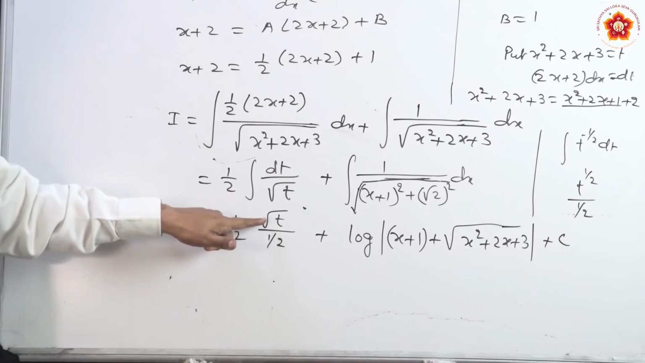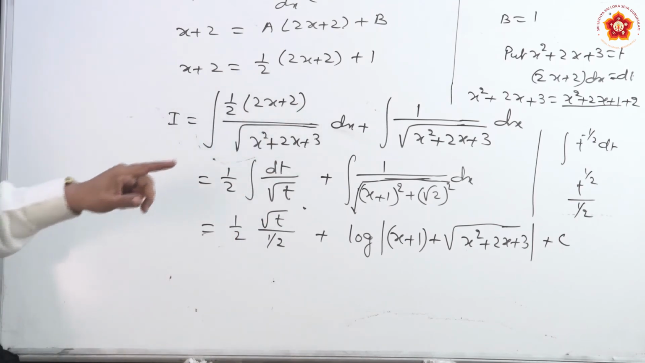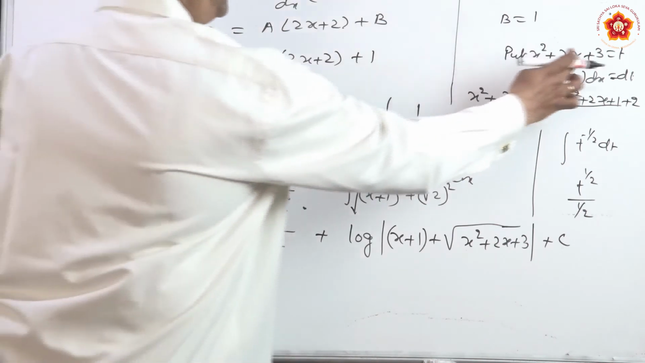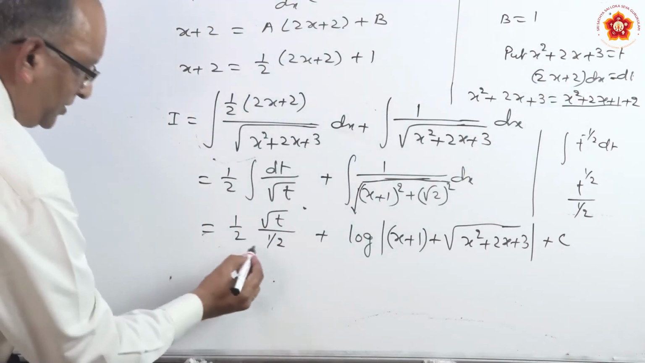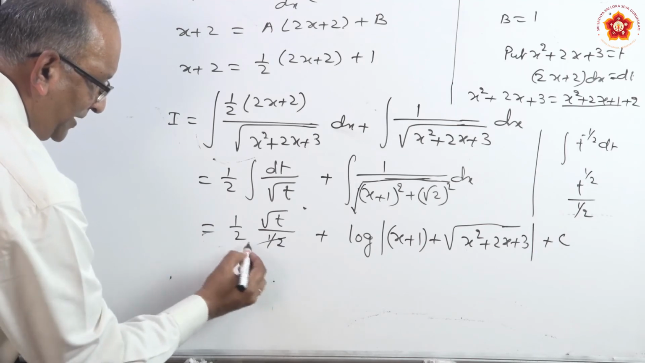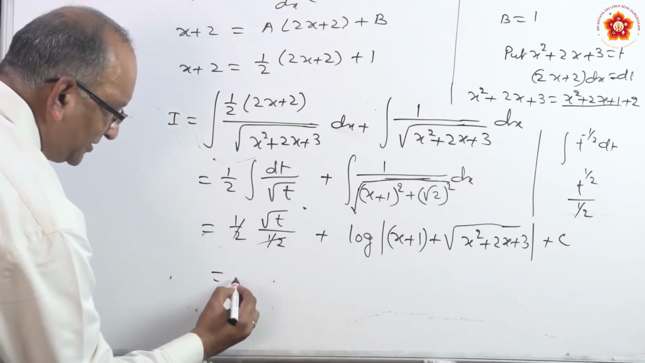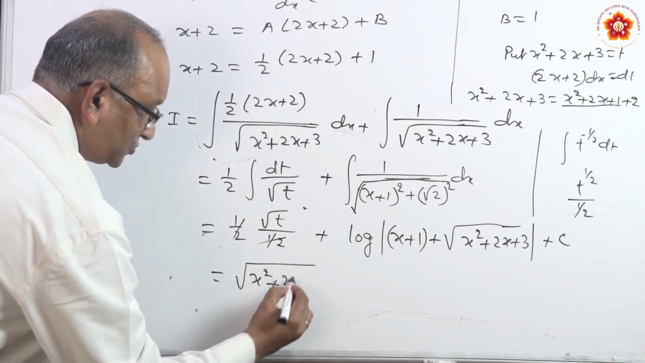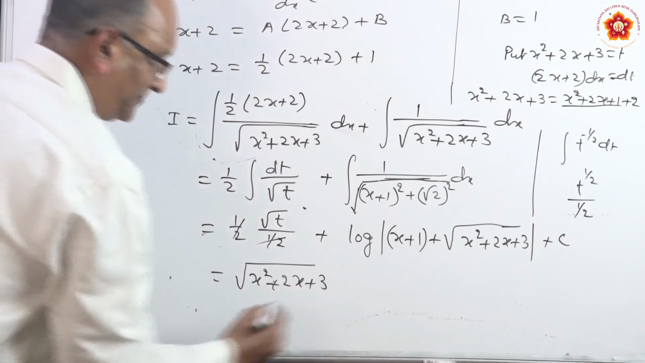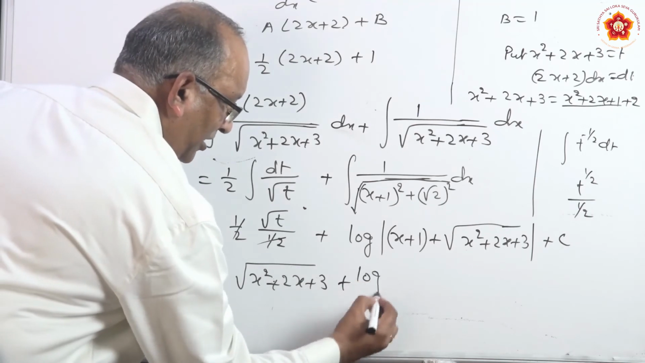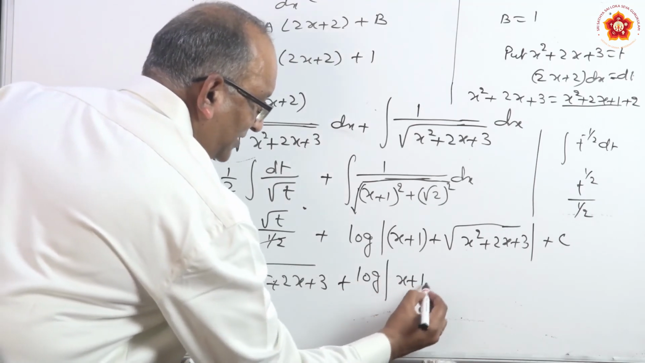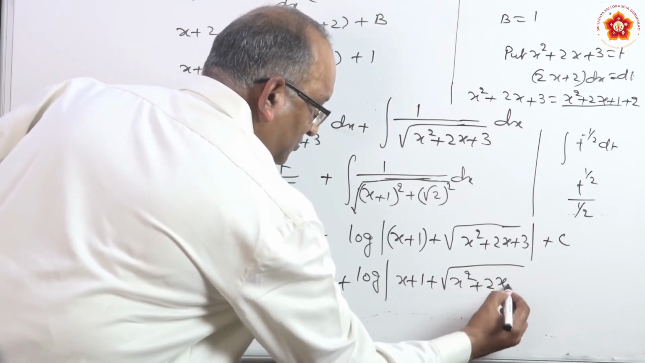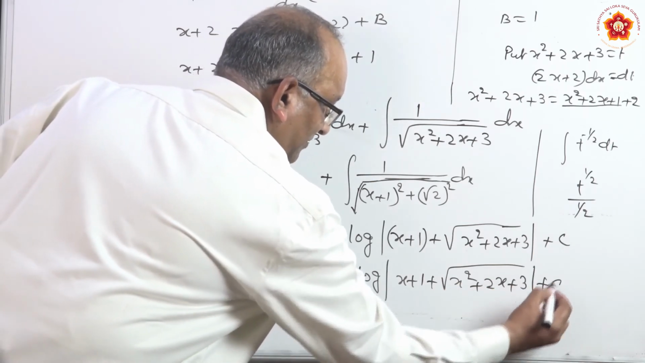Only you have to substitute t. What is t? We assumed we have taken x square plus 2x plus 3 as t. So, this 1 by 2 will get cancelled. You get under root of x square plus 2x plus 3 plus log of x plus 1 plus under root of x square plus 2x plus 3 plus c.